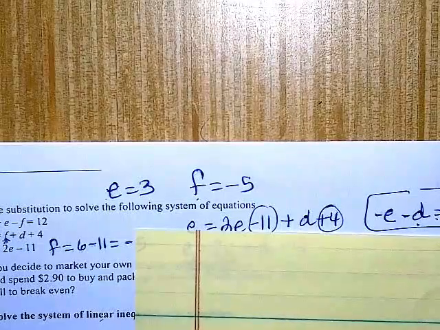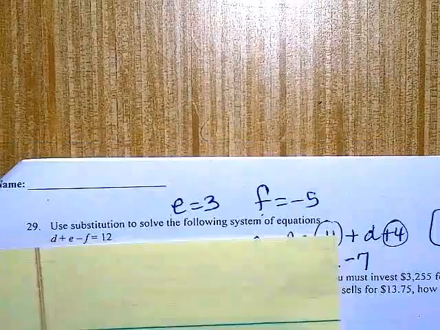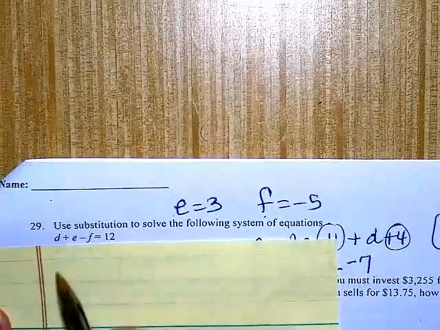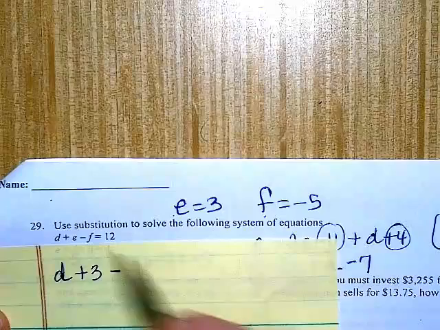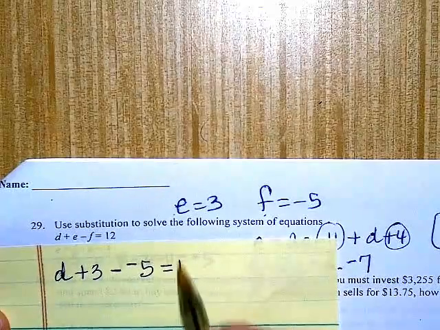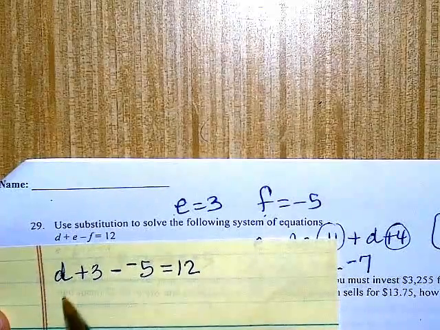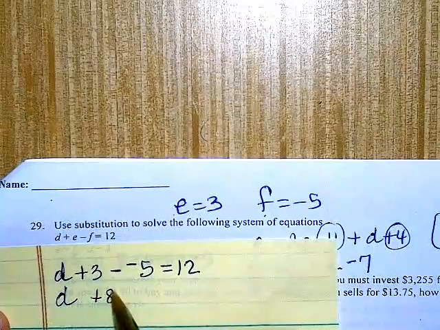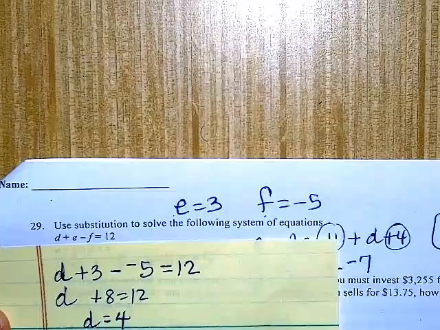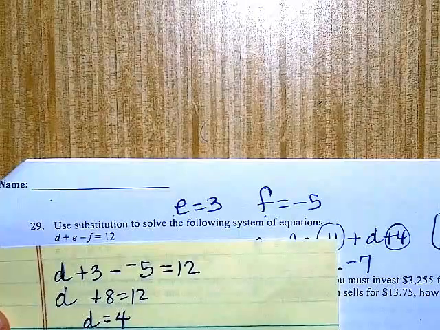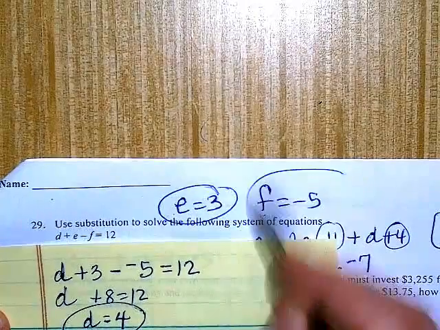Okay, I can. I'm going to go straight here though. I'm just going to show you how to use this one. D plus 3 minus negative 5 is equal to 12. D plus 8 is 12. What does D have to be? D equals 4. So what are we trying to find here? D, E, and F.